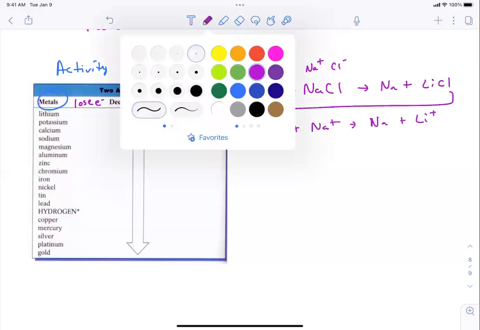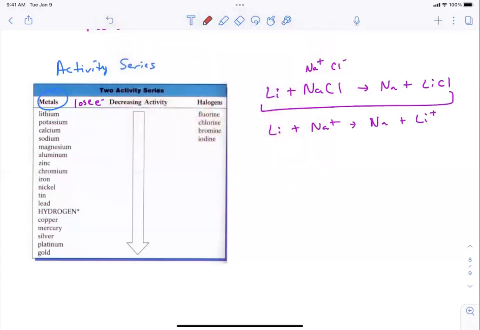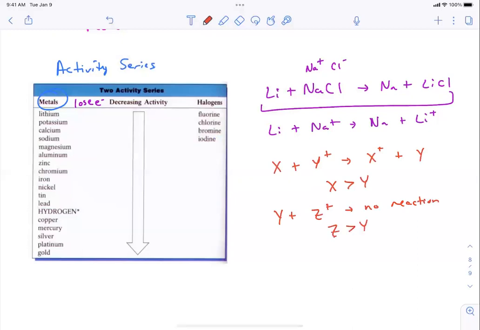And yes, like Andrea asked, they might give this to you in a multiple choice where they say X reacts with Y+ and forms X+ plus Y. If you see this reaction, what that tells you is X is more reactive than Y. If you see Y reacts with Z+ and you get no reaction, then that means Z is more reactive than Y.